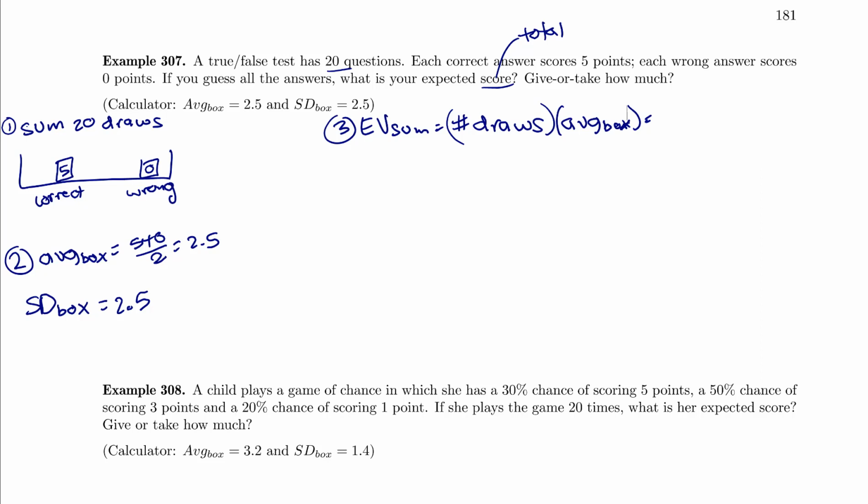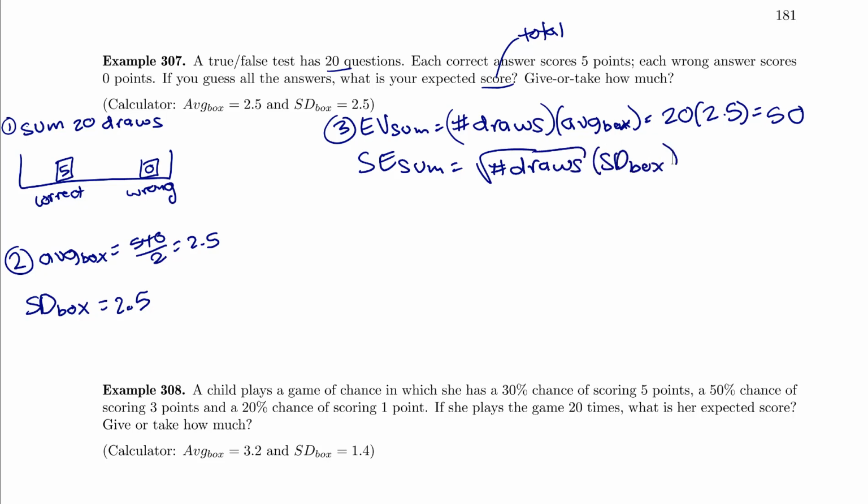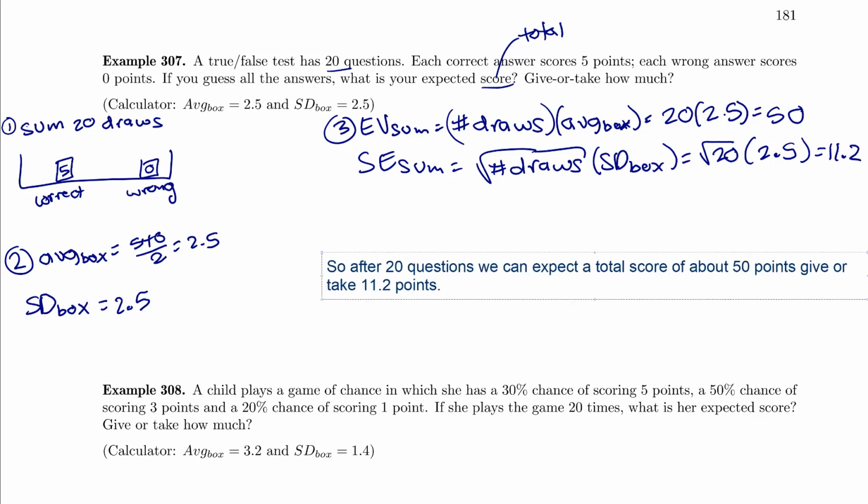So we said 20 draws times the average of 2.5. That gives me 50. And the standard error of the sum equals the square root of the number of draws times the SD of the box. So the square root of 20 times SD, which was also 2.5 unfortunately, gives me 11.2. So after 20 questions, we can expect a total score of about 50 points, give or take 11.2 points.